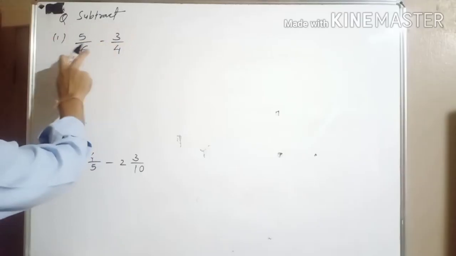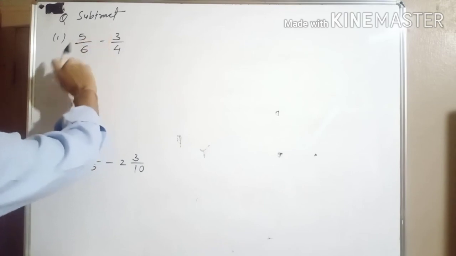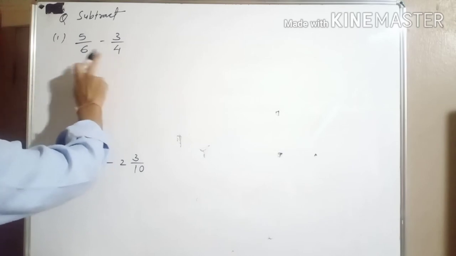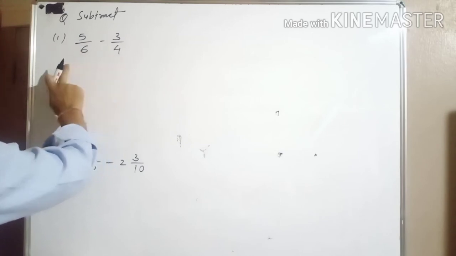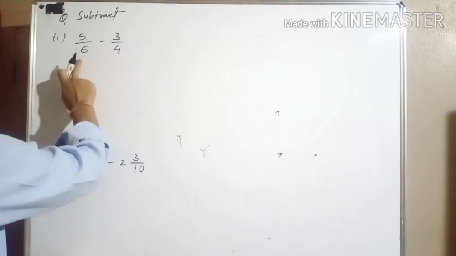Subtract 5 upon 6 minus 3 upon 4. We have to subtract 3 upon 4 from 5 upon 6. If we want to subtract, first we have to make their denominators the same. So how will you make their denominators the same? With the help of LCM.